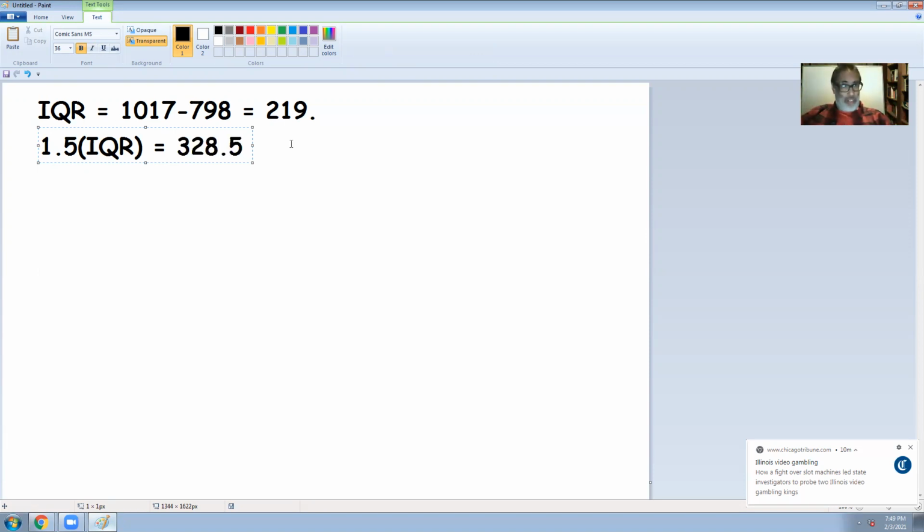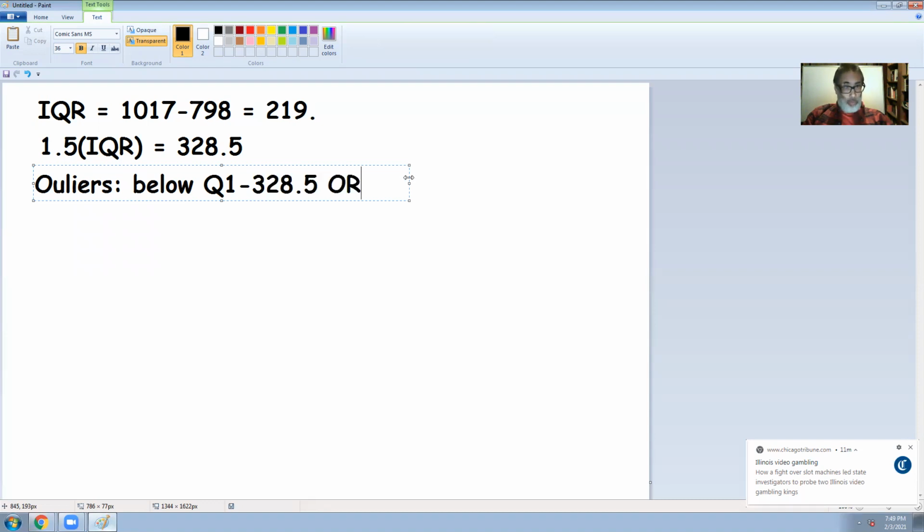So, using this, our outliers, therefore, will either be below the lower quartile, Q1 minus 328.5, or above Q3 plus 328.5. So let's calculate these numbers.